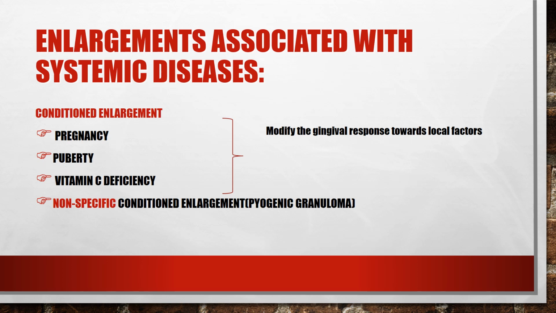Under that, the first category we are going to mention is the conditioned gingival enlargement. That is where some systemic diseases exaggerate or distort the usual gingival response to local factors like dental plaque. So in all these conditions, the local factors or bacterial plaque are necessary for the initiation of this type of enlargement. Some of the conditions are hormonal, like pregnancy and puberty, nutritional, like vitamin C deficiency, and allergy, and non-specific conditioned enlargement is also seen.